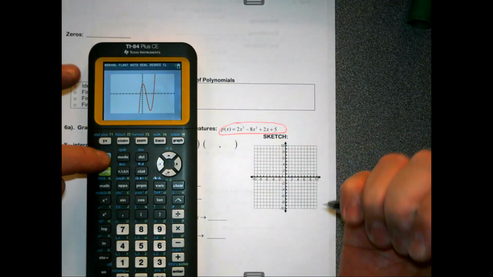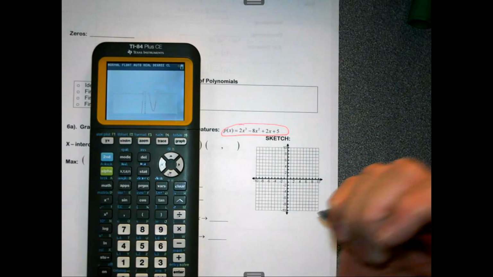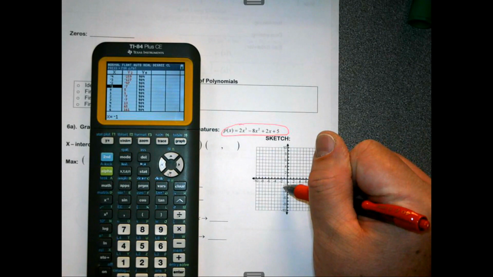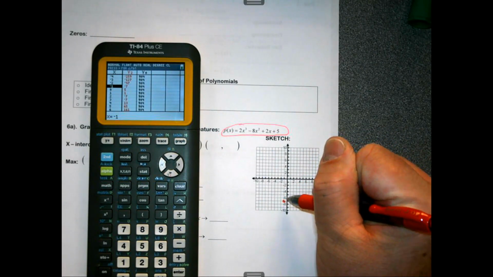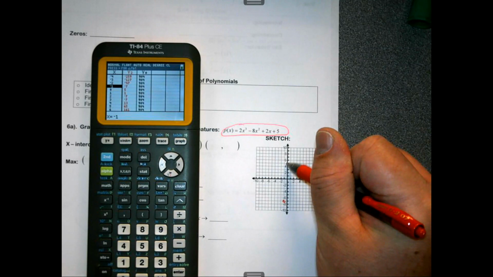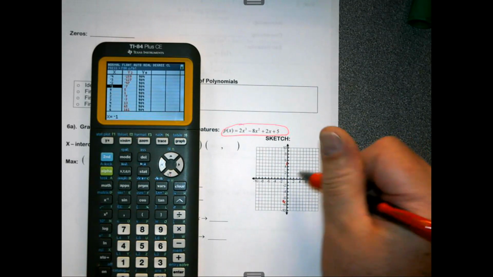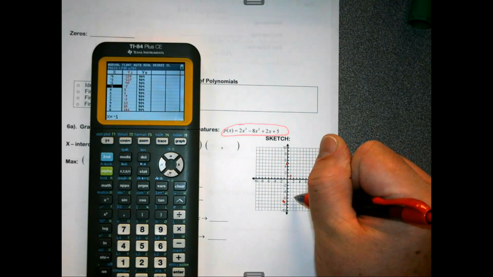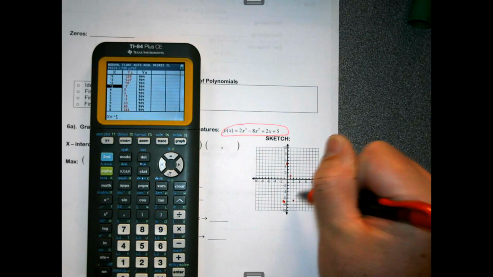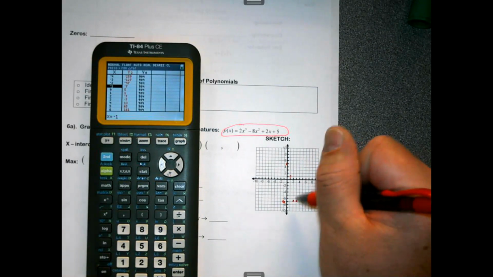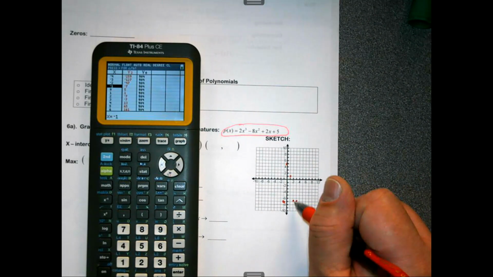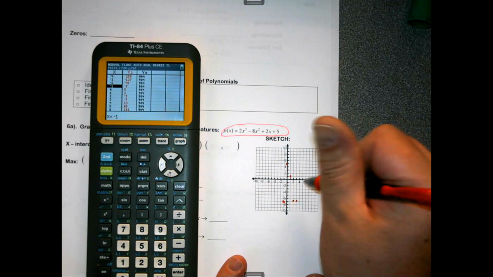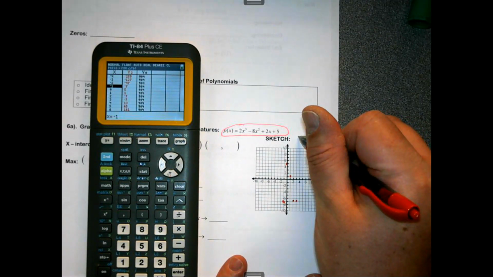So I'm going to go to my table, get some points. -1, -7. I can do that one. 0, 5, 1, 1, 2, -7, 3, -7. And I got a feeling that my calculator is rounding these, because I shouldn't have a flat line there. And 413 is way up here.